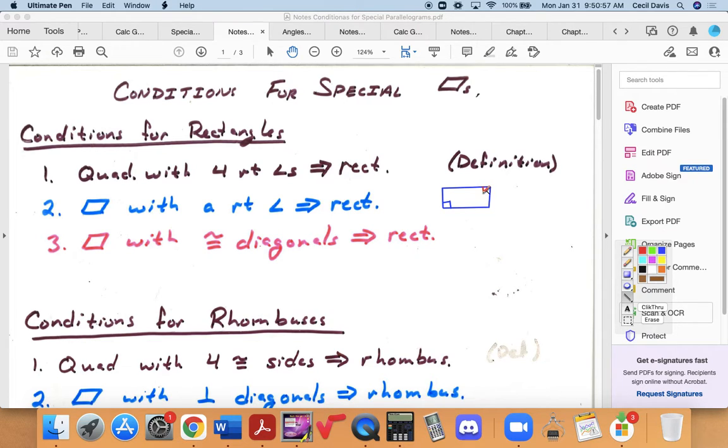It has to be a right angle because the opposite angles have to be congruent. Okay? What about this angle right here? It would have to be 90. Why? Because those two are 90.